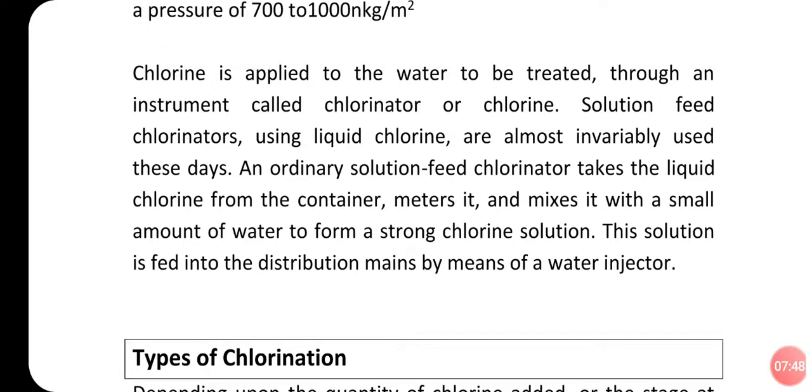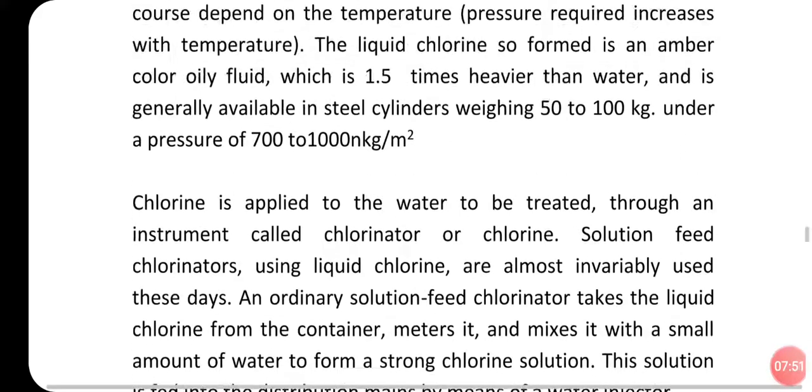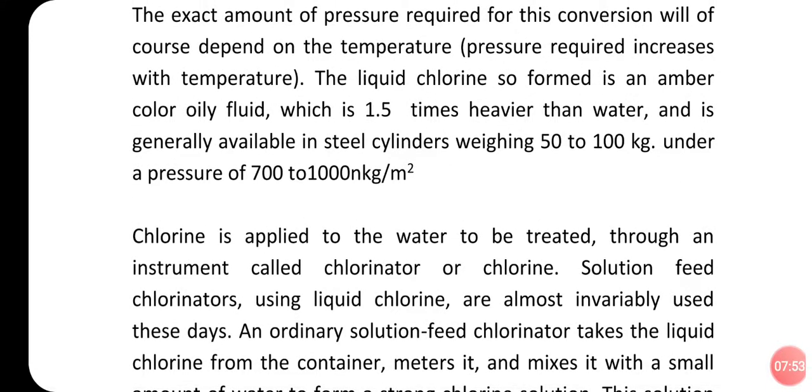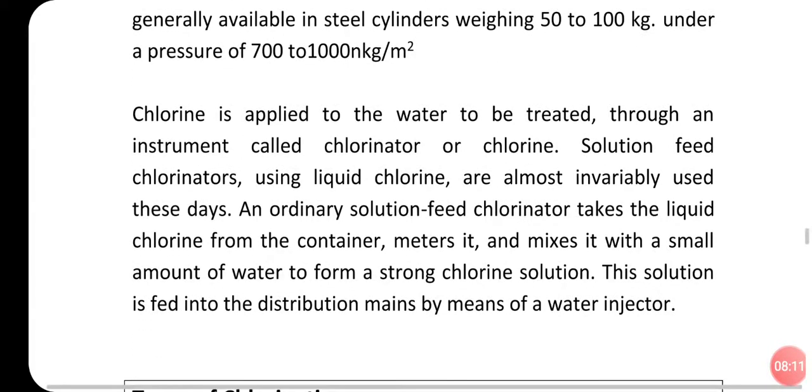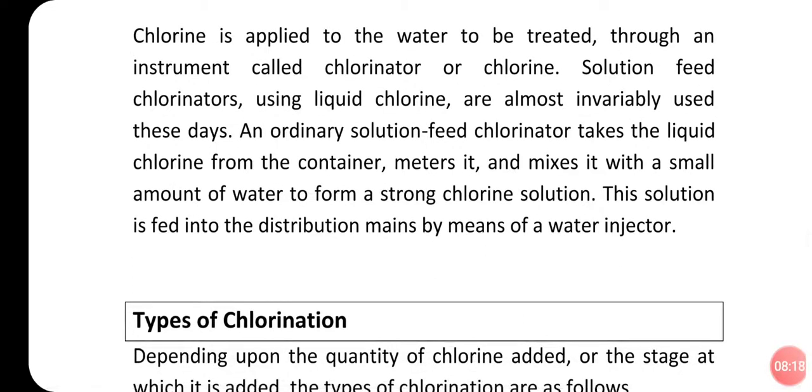So one thing you understand, the cylinders are provided as I have said. The cylinders weigh 50 to 100 kg with gas in them, and it will be under the pressure of 700 to 1000 kg per square meter. Under that pressure it will be stored and it is fed through the meters. So some meters or an instrument is available. So chlorine is supplied to the water. So this is how the chlorination is done.